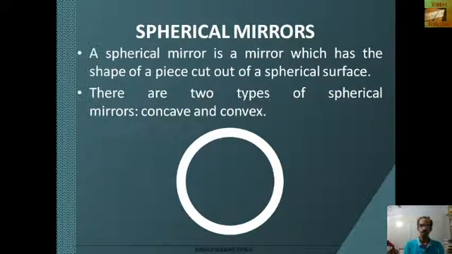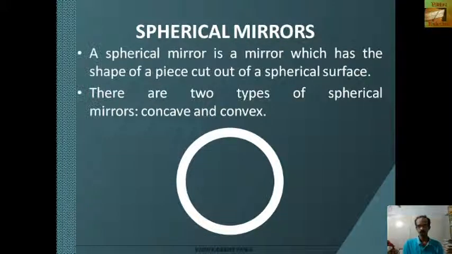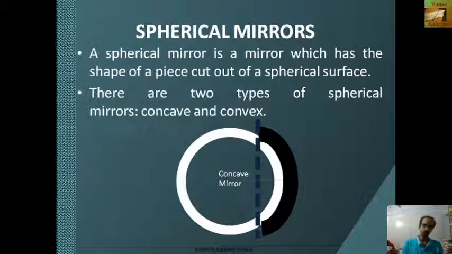This is a sphere. Now, one piece is cut out and one side is polished while the other side is blackened. This forms a convex mirror. Now, similarly, if we cut the sphere like this and blacken the other side like this, we get a concave mirror.